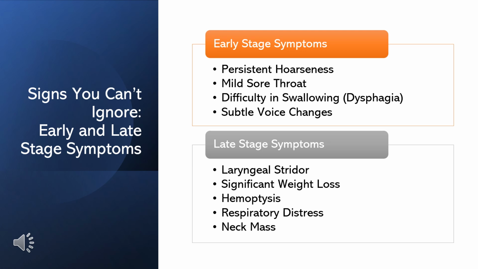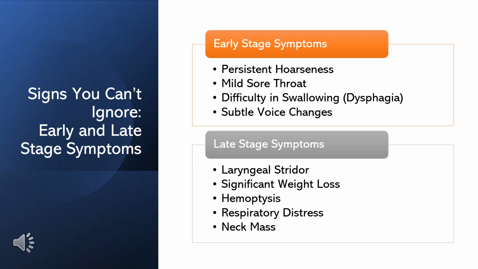Understanding the stages of symptoms will help you differentiate between something that needs immediate attention and what might be an early warning sign. So let's break it down. Let's look at the early stage symptoms. That's persistent hoarseness. If a patient's voice has changed and it doesn't resolve in 2 weeks, this is a symptom requiring immediate follow up. Mild sore throat. A sore throat that doesn't improve with standard treatments like antibiotics or anti inflammatories should be looked into further.